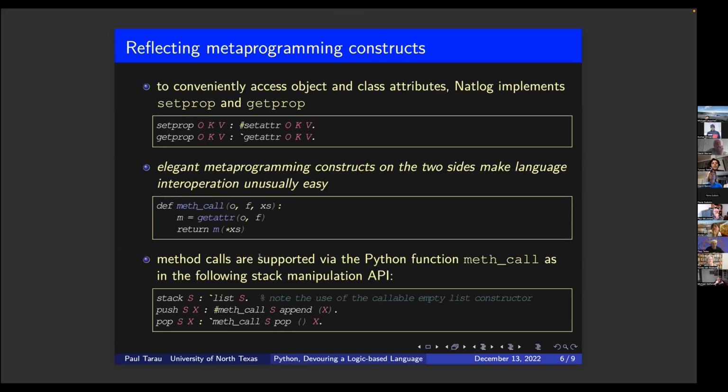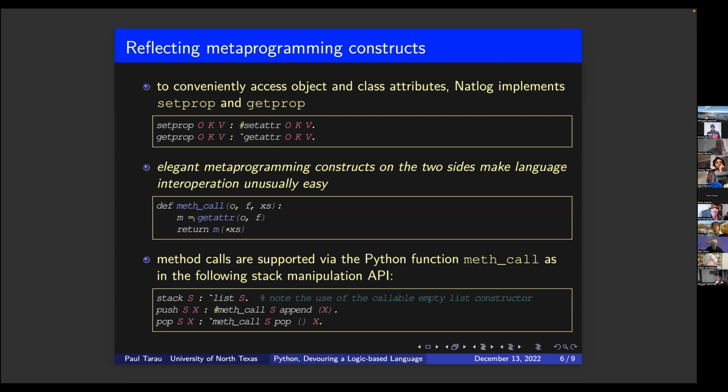Metaprogramming constructs, we have them on the two sides, and then we use setprop and getprop in Natlog, corresponding to Python's built-in function setattr, and this is getprop. This is a procedure call, but procedure call meaning no value is returned.